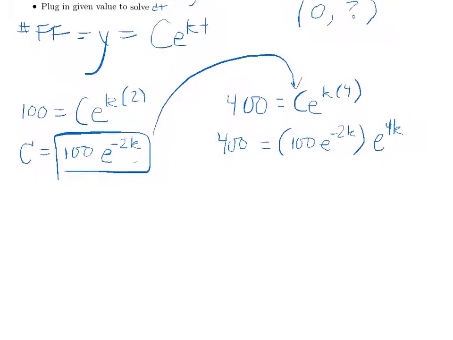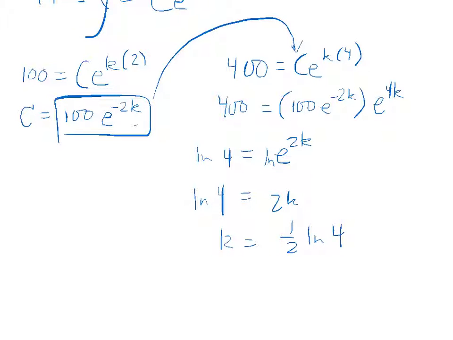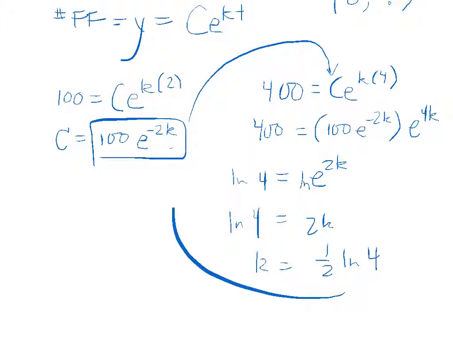All right, now we can see we can solve it pretty easily. This is going to be 4 equals e to the 2k. So ln of both sides, 2k equals ln 4, k equals 1/2 ln 4. Okay with that? All right. Now that we have k, we still have to go back and solve for c, and we can do that by plugging into this equation that we already have for c. So you plug in, you can calculate that.